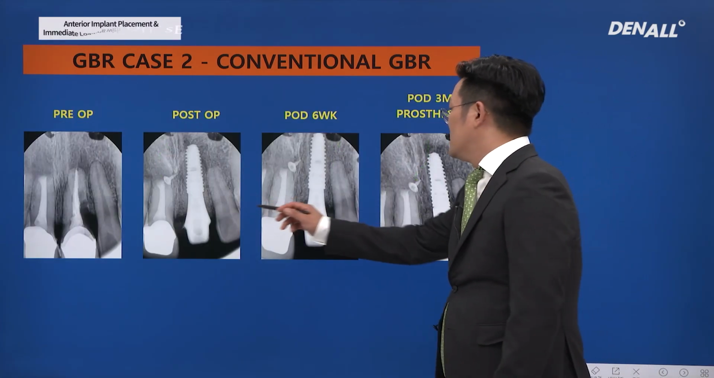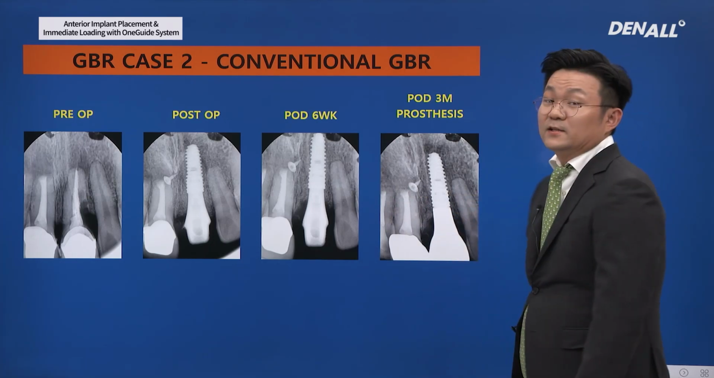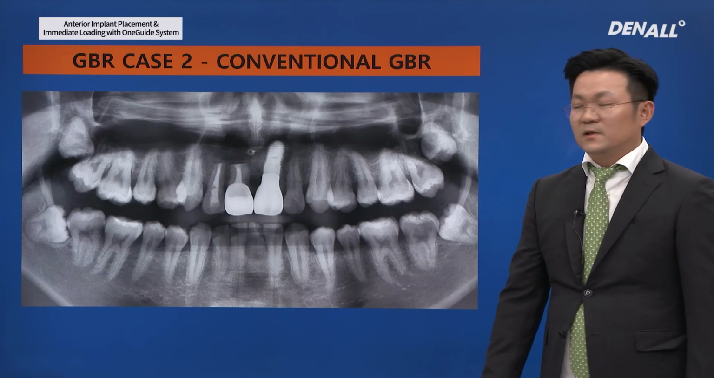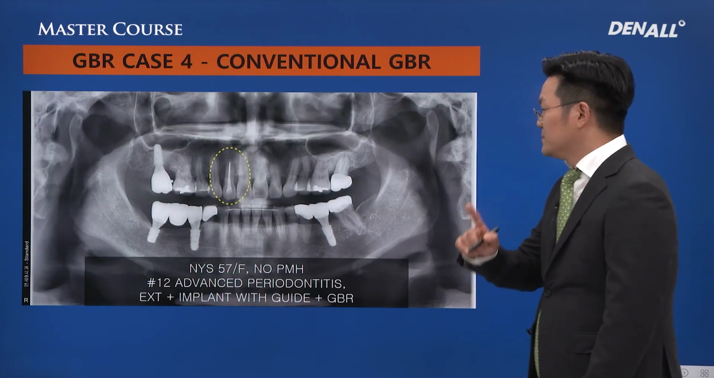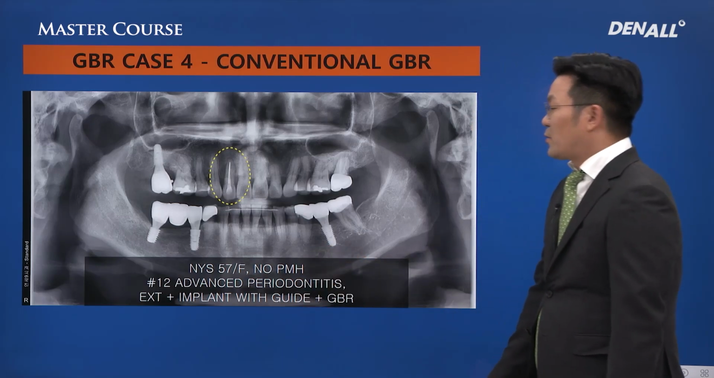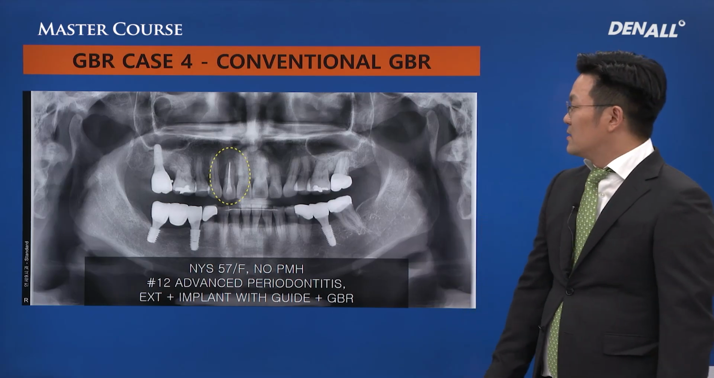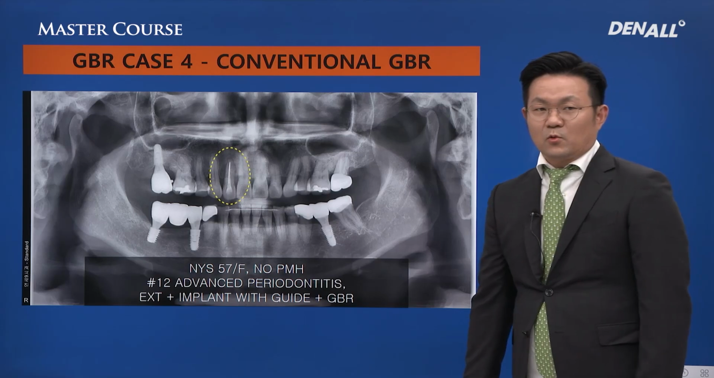Now this was the result. We will see another case. This patient was a female in her 50s who was aesthetically very demanding, and there was severe periodontitis, so I had to extract the tooth and use OneGuide. I did GBR, immediate implant placement, and delivered a provisional.